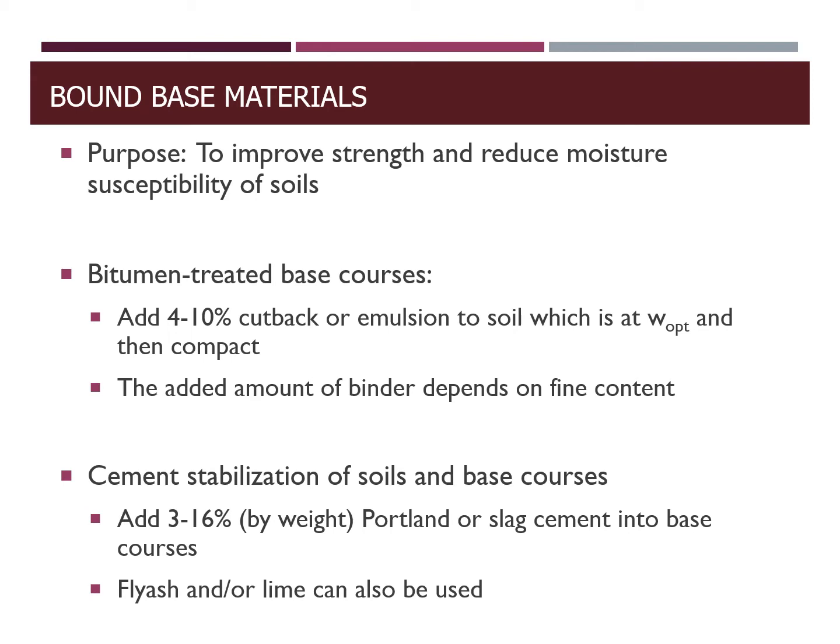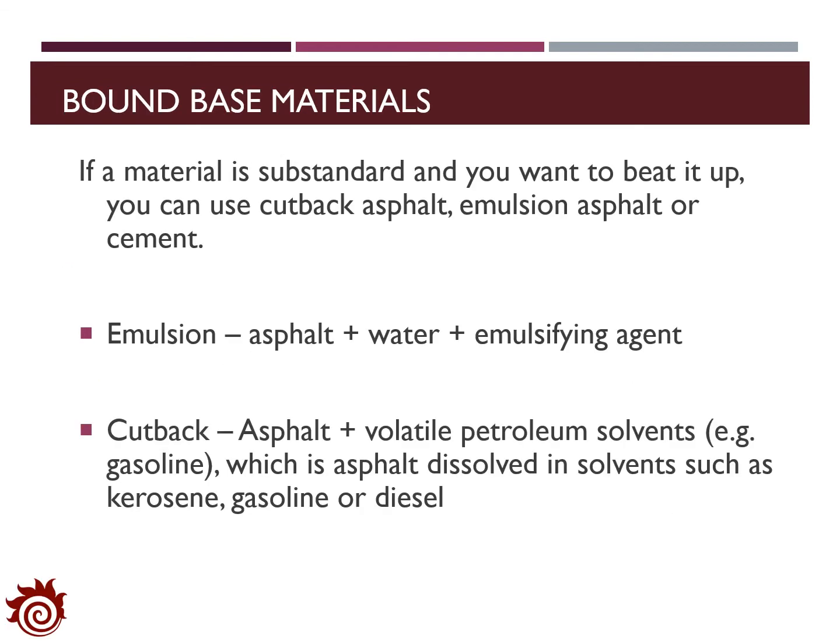In this method, we will add 3 to 16% of Portland or slag cement into the base course. Sometimes we will also apply fly ash and lime to the base course. For the preparation of bond-based materials, if the material is substandard and you want to improve its performance to support the pavement, you can use cutback asphalt, emulsion asphalt, or cement.